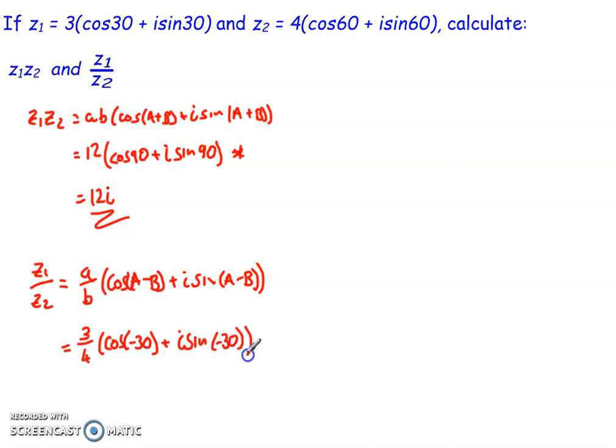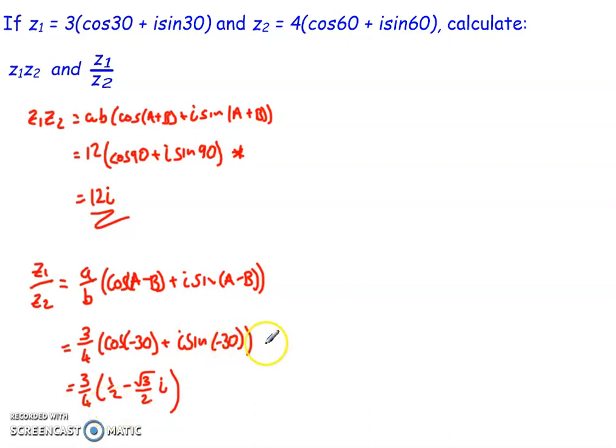So this is where thinking about how the values of our trig functions relate to each other. So cos of negative 30, what is that the equivalent of? Well, cos of negative 30, because of the shape of the cosine graph, is the equivalent of cos 30. And we know that cos 30 is root 3 over 2. So that's then going to be 3 over 4 times that. We've then got i sine of negative 30. Well, sine of negative 30 is the equivalent of the negative sine of 30. And sine of 30 is equal to a half, so that would then be take away a half times i. So that would be it in standard form.